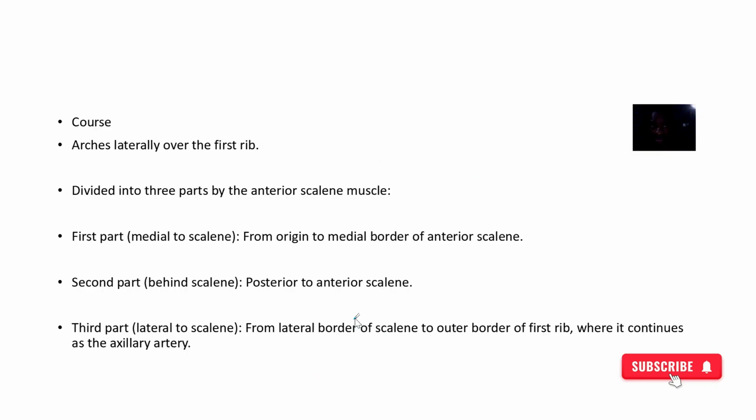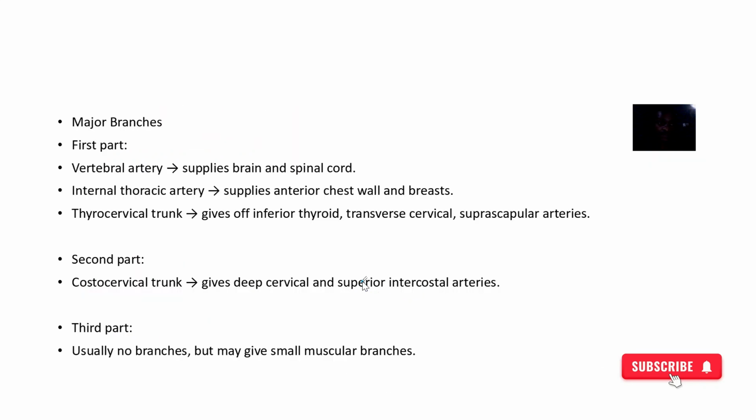the aortic arch. So you see that the arch arches laterally over the first rib and divides into three parts. Okay, we've spoken about those parts. The first part is just before the anterior scalene muscle, while the second part is under the anterior scalene muscle. The third part is where it will now continue as the axillary artery.